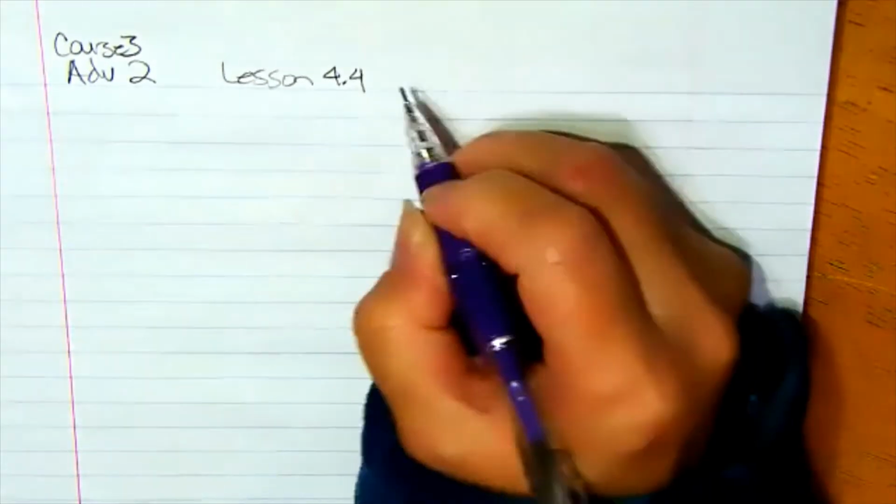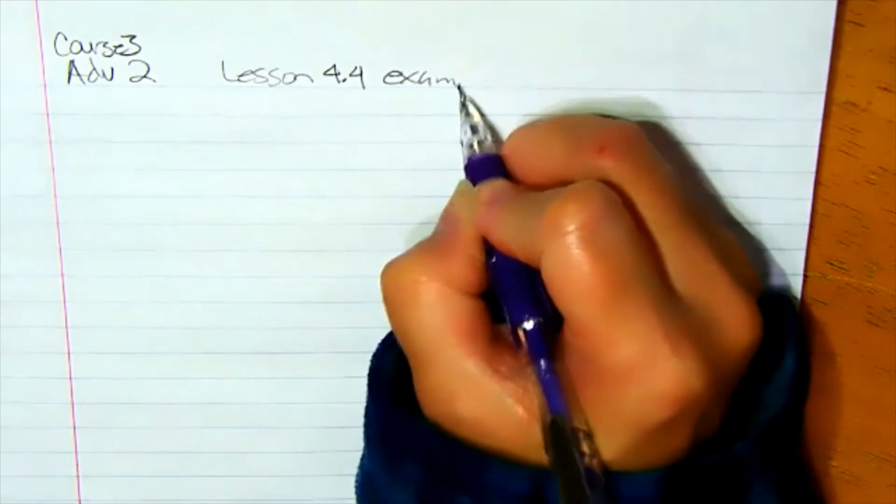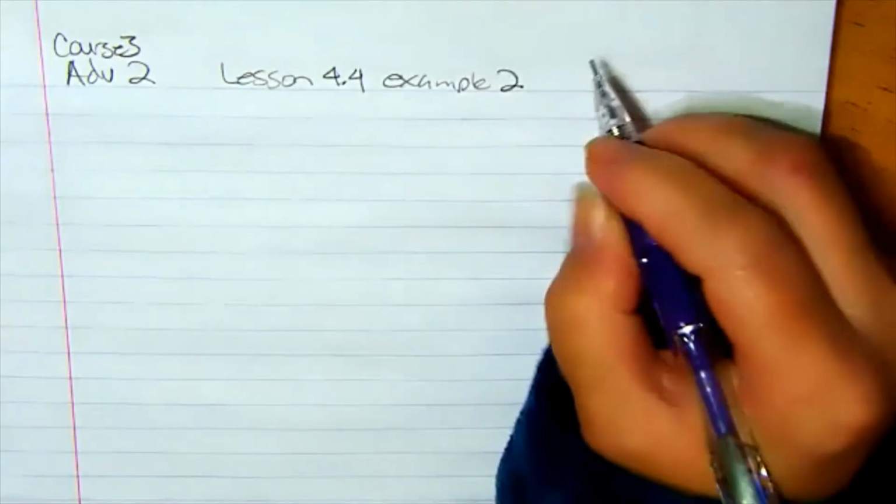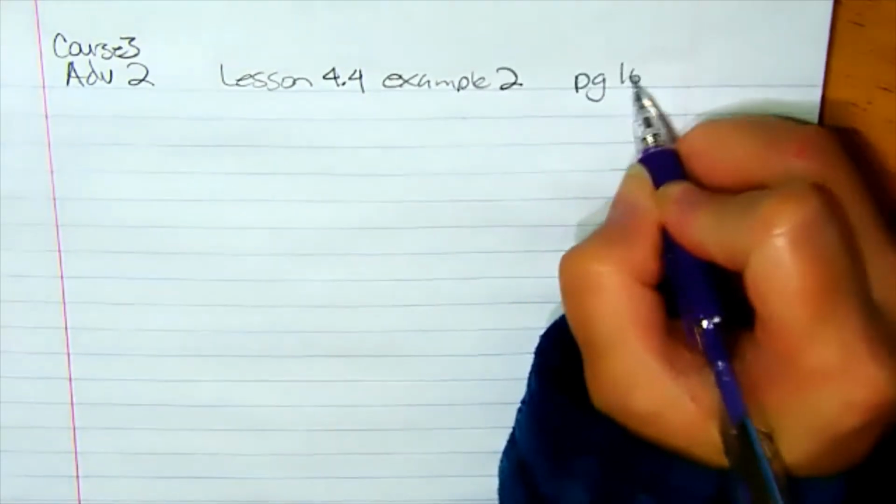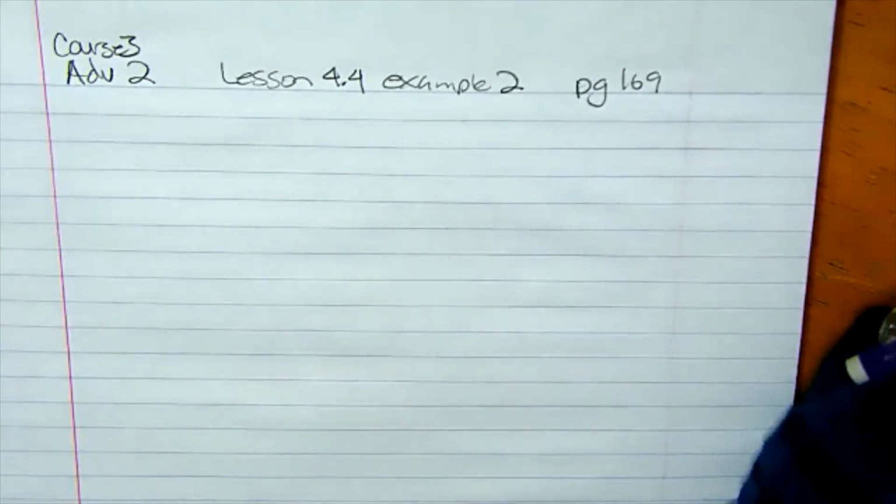Okay, if you are in Math 7 Excel, we're working from the Advanced 2 textbook. If you are in Math 8, we are working from the Course 3 textbook. We are doing lesson 4.4, example 2, and it can be found on page 169.